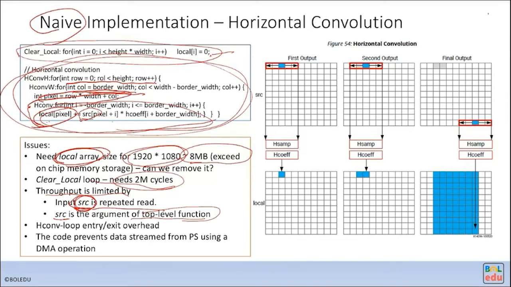Okay, and also there's another problem here. Look at here. That's the horizontal convolution loop, and actually this loop only loops 5 times. Each time you have a loop entry and loop exit, it takes 1 cycle. So in 5 iterations, you have to spend 1 cycle in the loop and 1 to exit the loop. So this code is really not good.